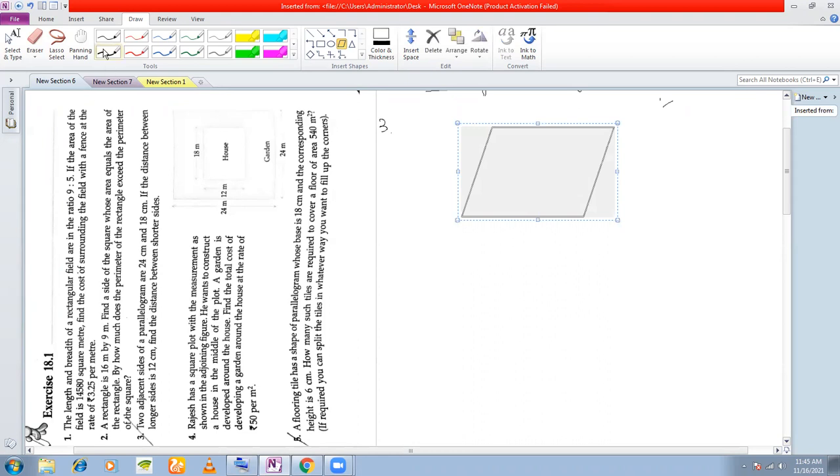This is your parallelogram. Let's say ABCD. Two adjacent sides of the parallelogram are given to you as 24 and 18. Let's say this is the longer side, 24 centimeter, and the adjacent side is 18 centimeter. These two adjacent sides are given to you. If the distance between the longer sides is 12 centimeter, what does this mean?